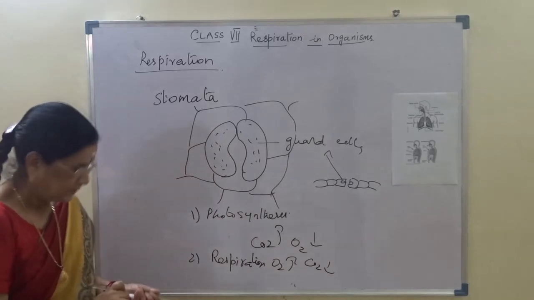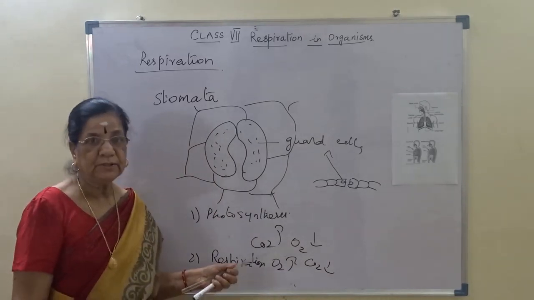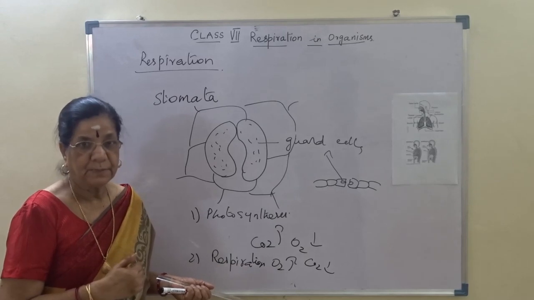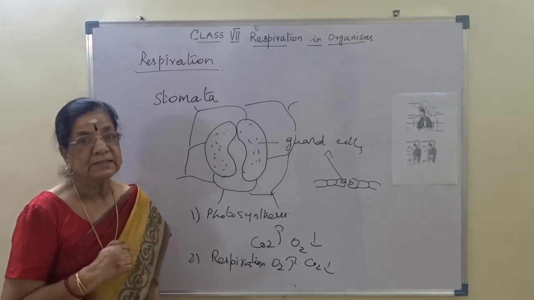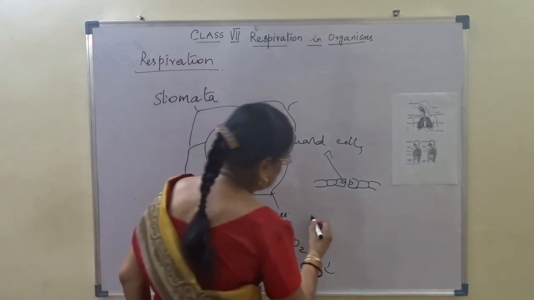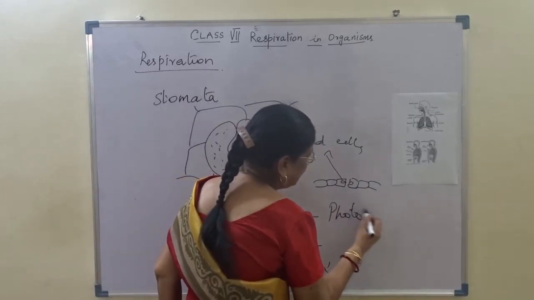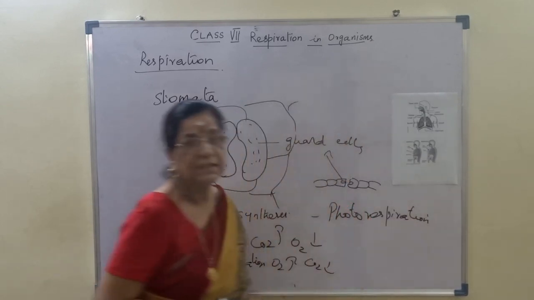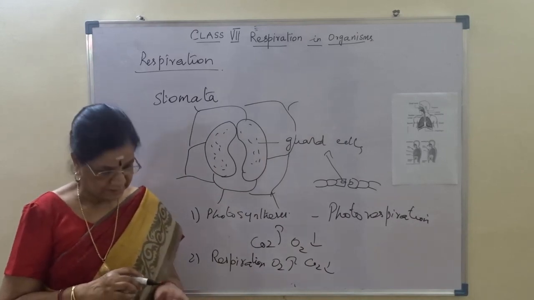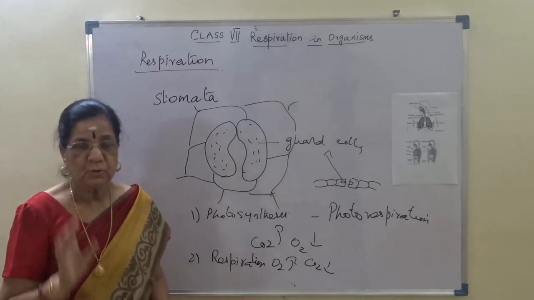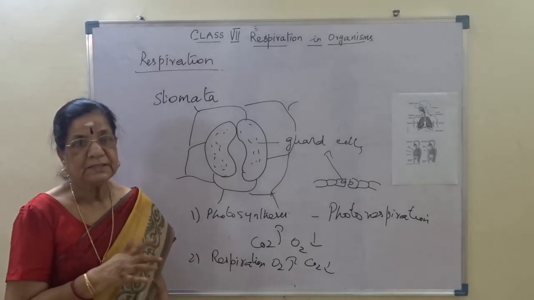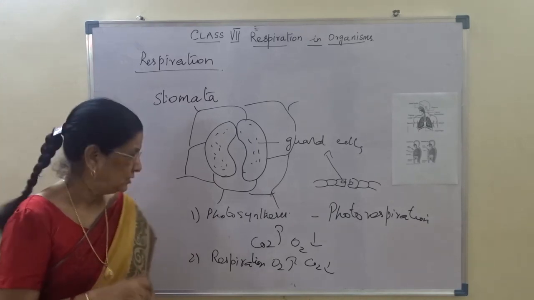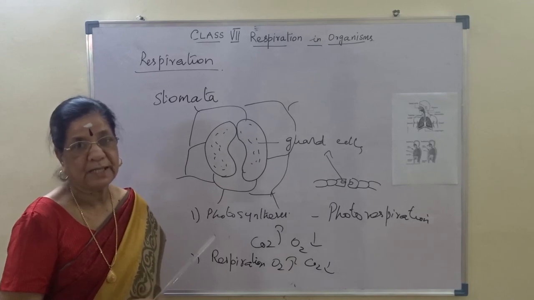In plants again, the oxygen evolved during photosynthesis can also be utilized by the green plants for their respiration. That is called photorespiration. Photo means light. In the presence of light, when it is taking place, it is called photorespiration. Other than that, throughout 24 hours, the green plant will respire. That is usually termed as dark respiration. So this is the respiration in plants.